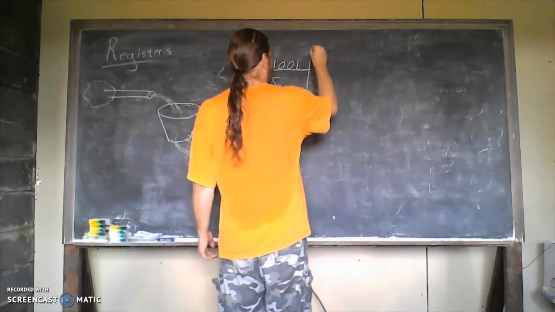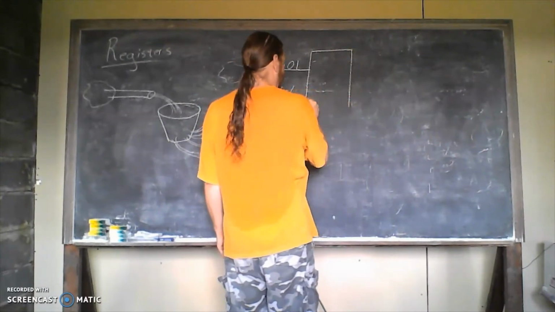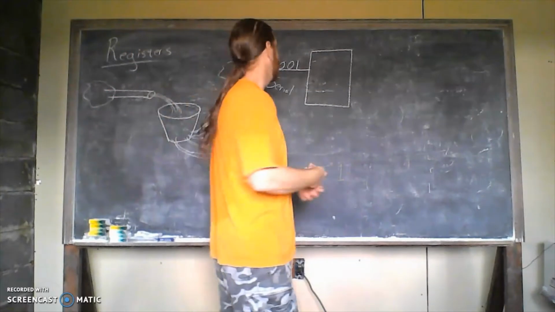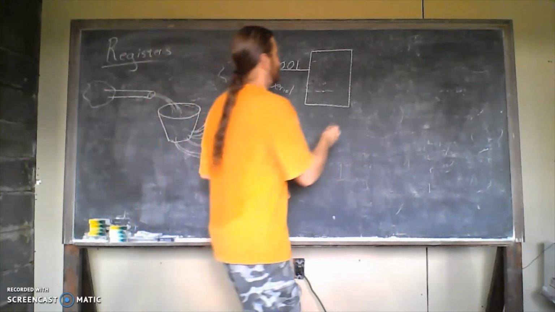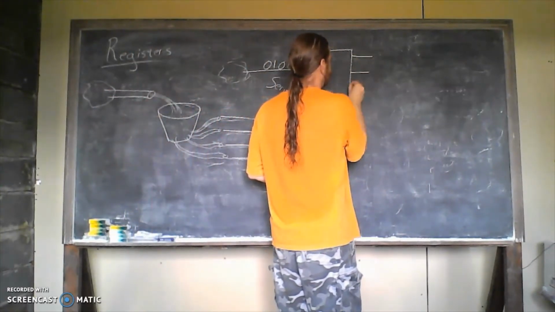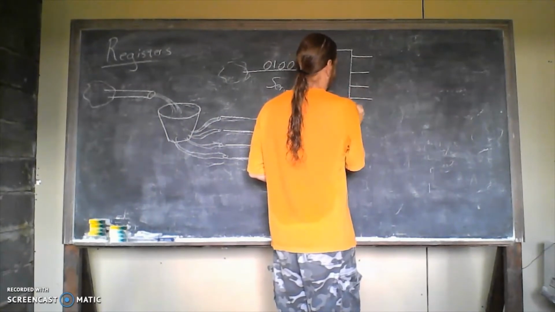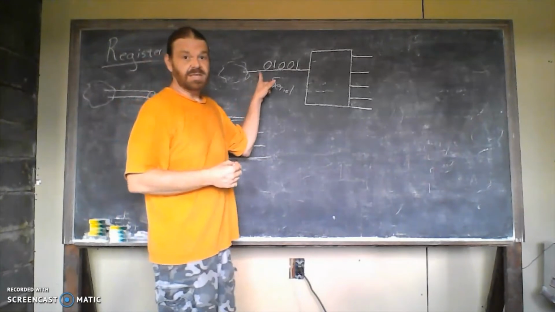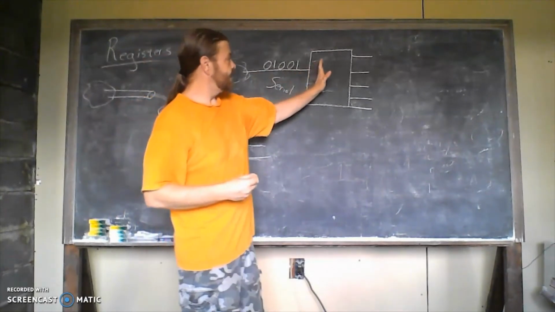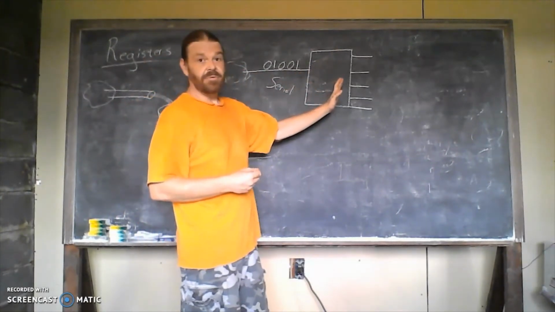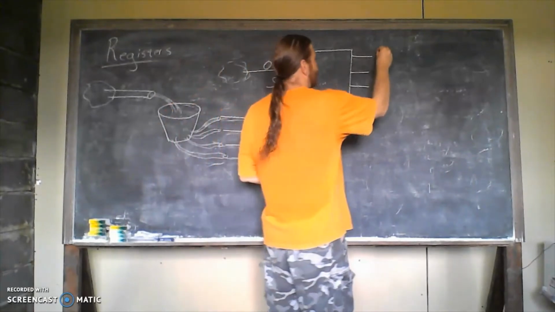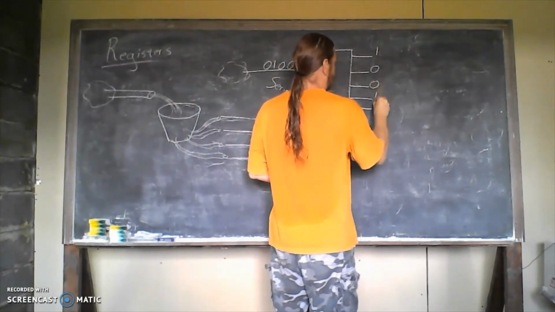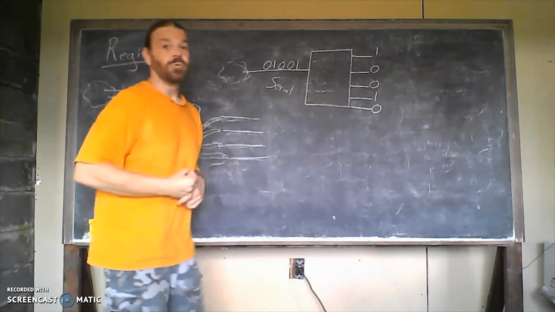Registers kind of convert that serial communication into what we would call parallel communication. How many did I draw there? 1, 2, 3, 4, 5. So then instead of one single line, we can set it up so that all our bits go feed in here, and then each bit will come out on its own line.